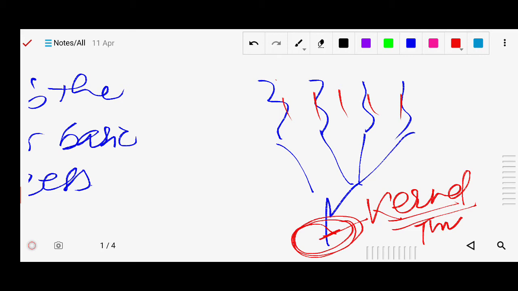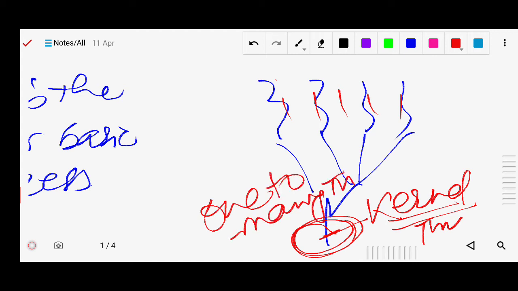This type of threading is called the one to many model. A one to one model is also there. So this is called threading.